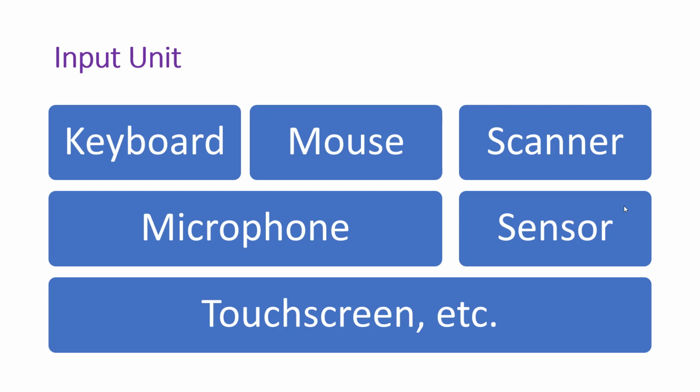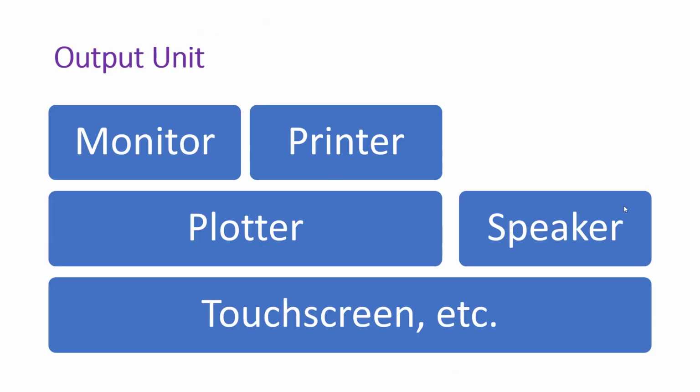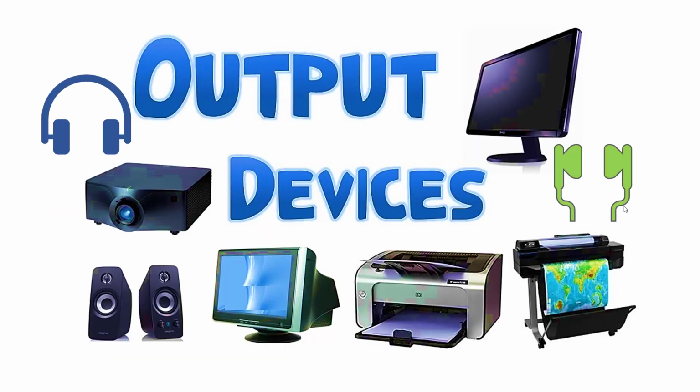Now let's see some examples. Once again, for the input unit, we have a keyboard, mouse, scanner, microphone, sensors, touchscreen, and so on. Next, in the output unit, we have monitor, printer, plotter, speaker, the touchscreen again, and projector. Everything here comes under output devices.